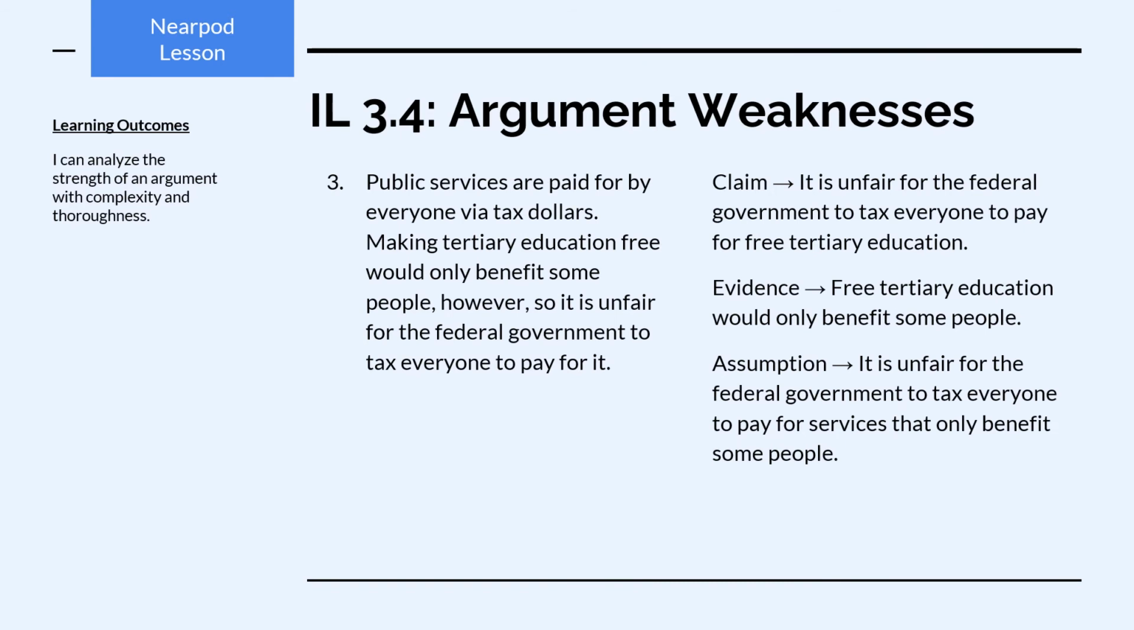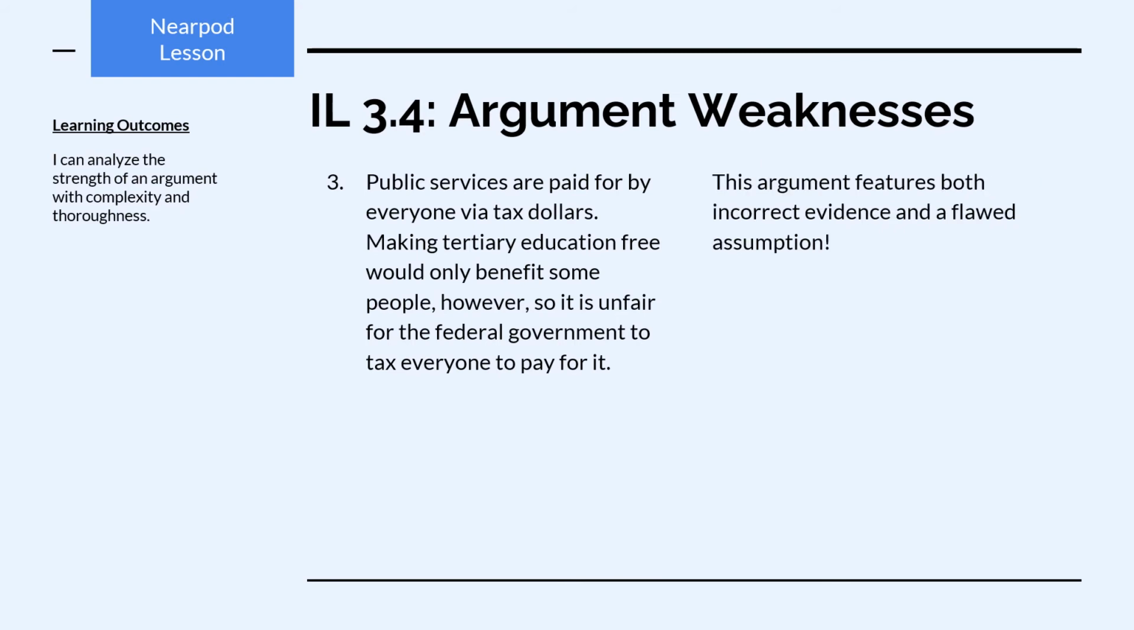Number 3, public services are paid for by everyone via tax dollars. Making tertiary education free would only benefit some people, however. So it's unfair for the federal government to tax everyone to pay for it. Our claim here is that it's unfair for the federal government to tax everyone to pay for free tertiary education. Our evidence is that free tertiary education would only benefit some people. And our assumption here is that it is unfair for the federal government to tax everyone to pay for services that only benefit some people.